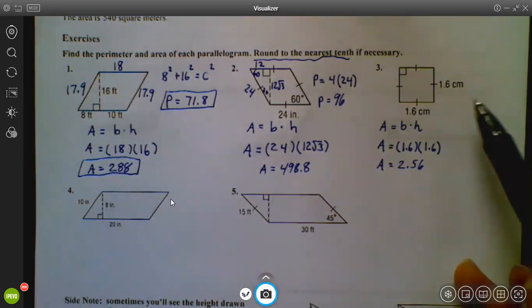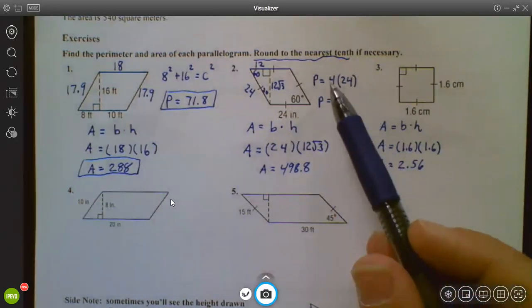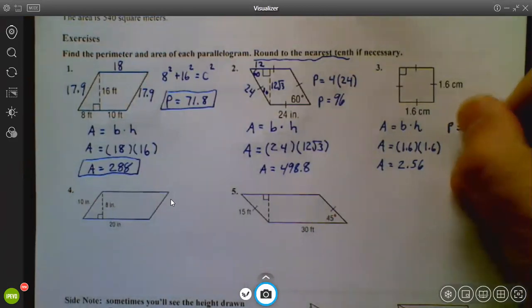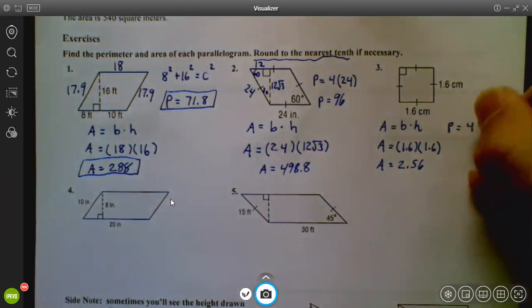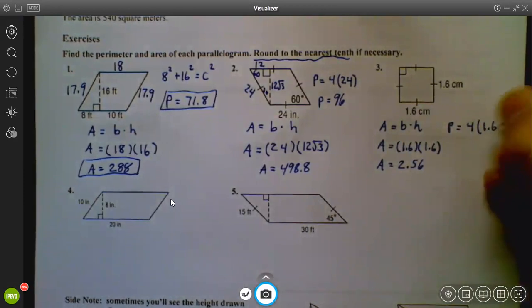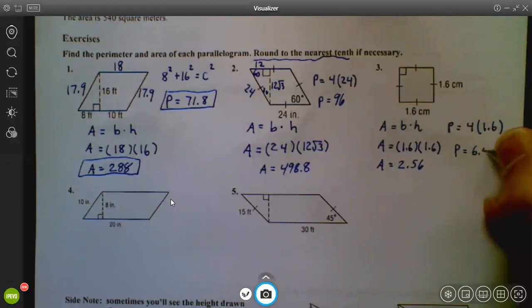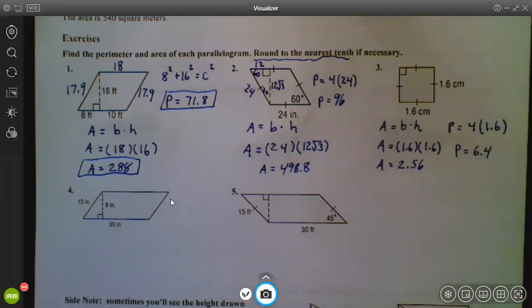Perimeter we could approach just like we did this one, right? If all 4 sides are equal, then why not just say it's 4 times 1.6? What is it? 6.4. Do we need to put the units? You know, units are nice to have. I don't mark you down if you don't put the units.